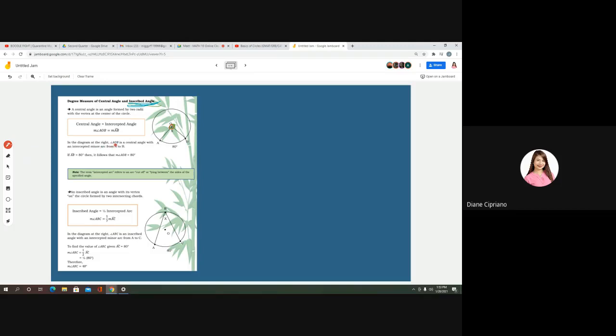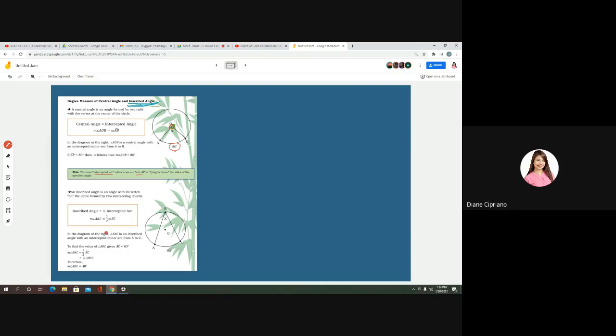In the diagram at the right, angle AOB is the central angle with the intercepted minor arc AB, which is 80 degrees. Okay. Note, the term intercepted arc refers to an arc that cuts off or lies between the sides of the specified angle. So in this given example, okay na tayo diyan. So let's now proceed with the inscribed angle.